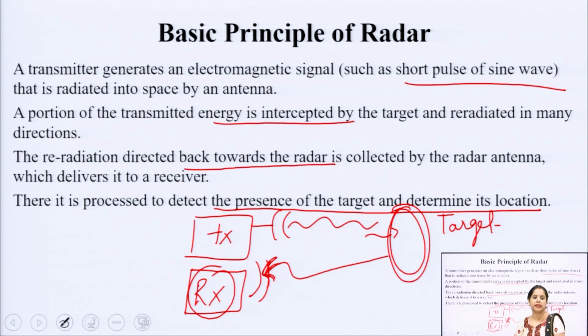Again, I am repeating for your convenience that the transmitter transmits a short pulse of sine wave in the form of an electromagnetic wave from the antenna, and it is received by the target. Of course, it is not possible that the impedance is matched for both. Here comes one of the drawbacks, which is a limitation of the radar. If the impedance of the transmitter and the target is matched, in that case we are not able to detect the target with the help of radar.